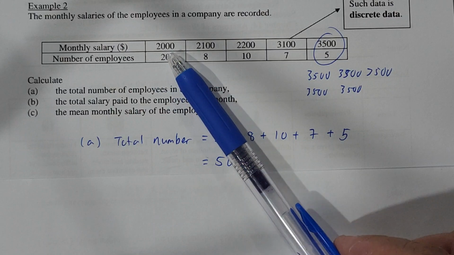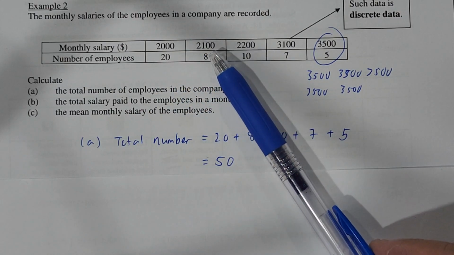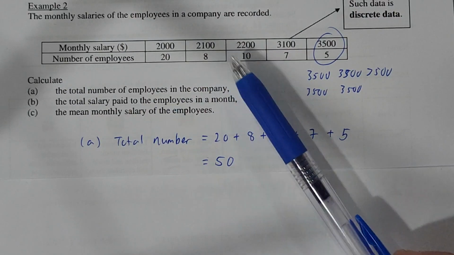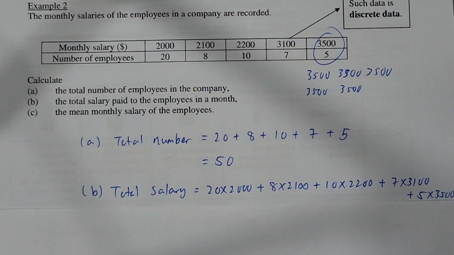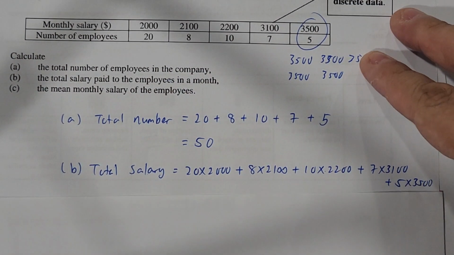So in total, how much? I have to multiply them together, right? Same thing. This one means 8 people earning $2,100 each. So I need to multiply them together, and so on and so forth. So the working will look like this. It's a very long working.